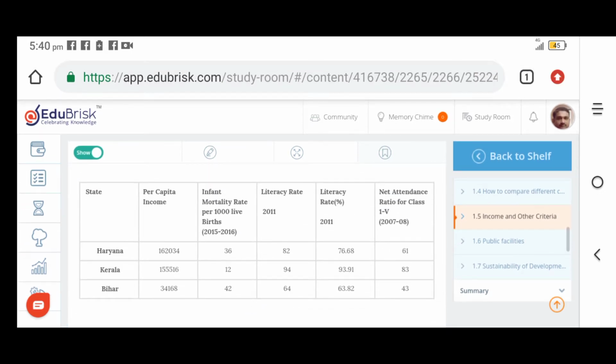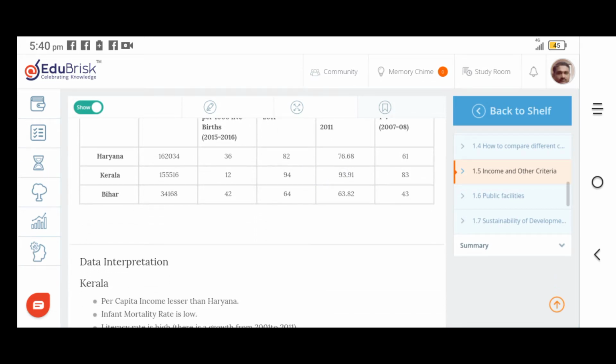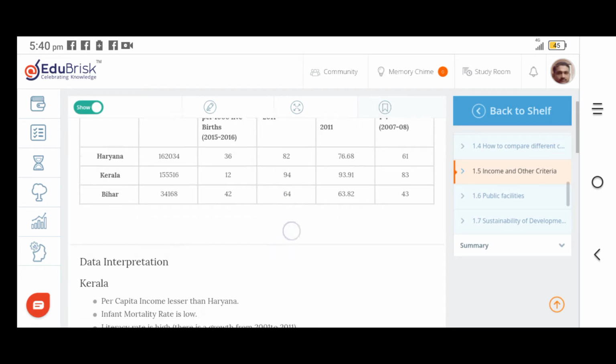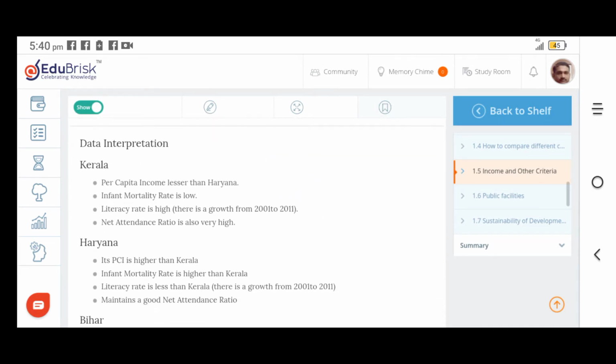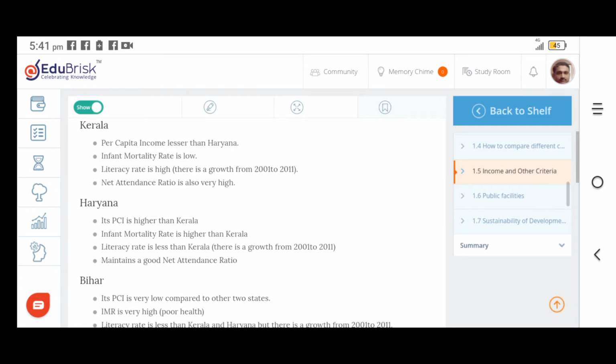Let us know about the differences in per capita income, then infant mortality rate, then literacy and net attendance ratio, among Kerala, Haryana and Bihar. When you look at Kerala, per capita income is lesser than Haryana. Infant mortality rate, if you look, is low. Literacy rate is high. Net attendance ratio is also very high.